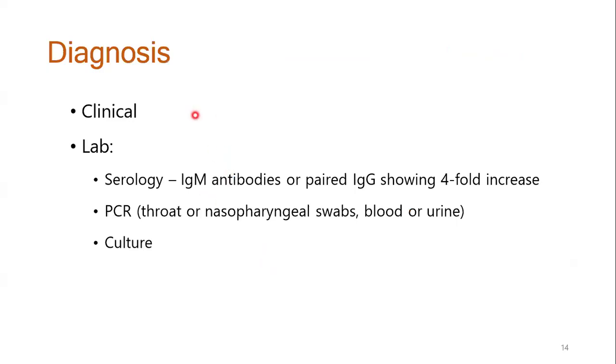So diagnosis. Diagnosis is usually clinical. We do lab tests. So serology, you take a blood sample, you're going to see IgM antibodies or paired IgG showing a 4-fold increase. We do PCR. So the samples we need are throat or nasopharyngeal swabs, blood or urine. Then we can also culture.